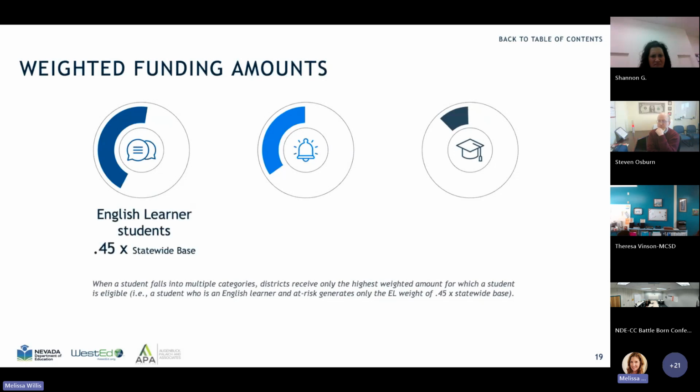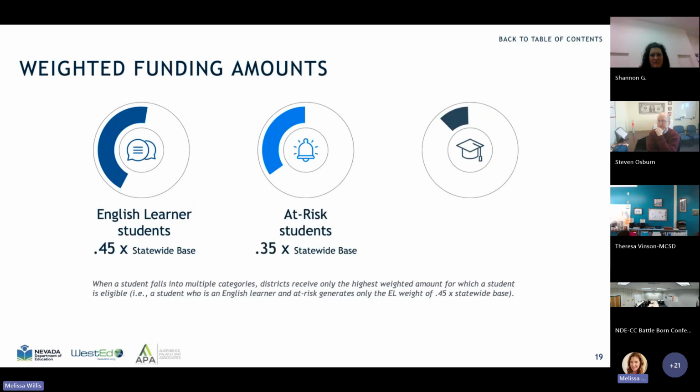English learners. Using the state's existing definition, the students included in the count for the English learner weight are students who speak a language other than English at home, scored below 4.5 on an English language screener, and do not qualify for special education services. Funding is determined by multiplying the statewide base allocation amount by the 0.45 weight.